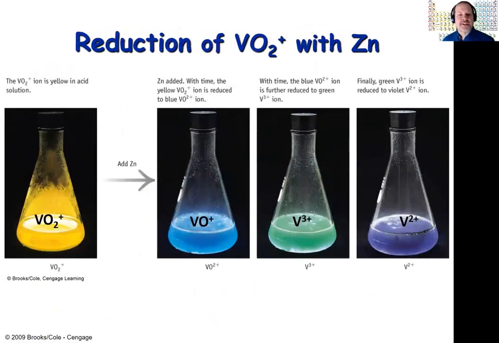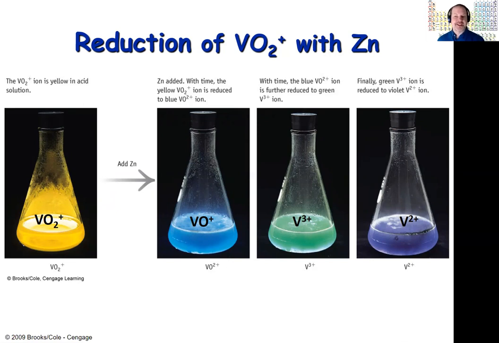Okay, let's do one that's a little bit harder. Let's look at the reduction of vanadium oxide ion with zinc. The vanadium compounds are beautiful. They are highly colored. These are transition elements with different oxidation states, so this is a good practice. So I have VO2+, VO+, V3+, V2+. Can you figure out the oxidation state of vanadium in each one of these compounds? I'll pause to give you a moment to think about it.